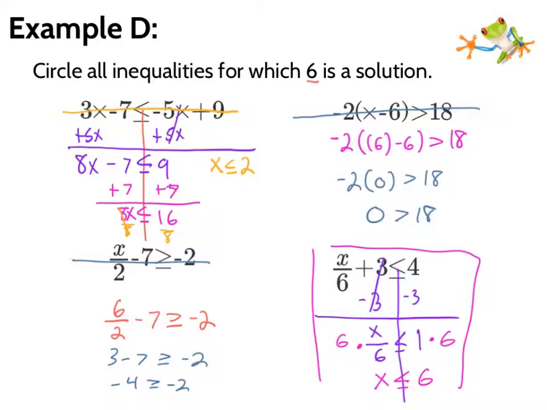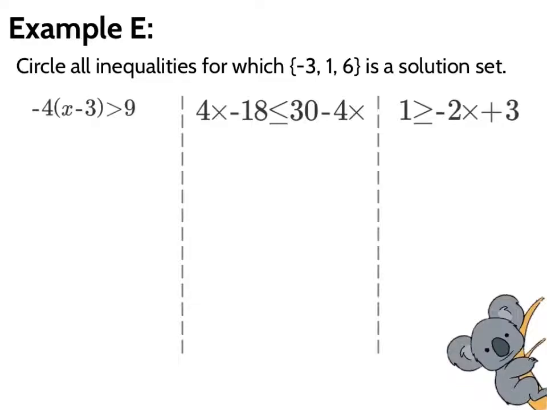That brings me to the end of example D, so let's go ahead and take a look at the last example. Here in example E, it says circle all the inequalities for which this set of solutions is true. So every time -3, 1, and 6 have to work in order for this to be a solution. Now we could plug in -3, plug in 1, and plug in 6 to each one of these inequalities, but that would take a lot of time. So it's a lot easier to just solve each inequality and see if each number will work in your solution.